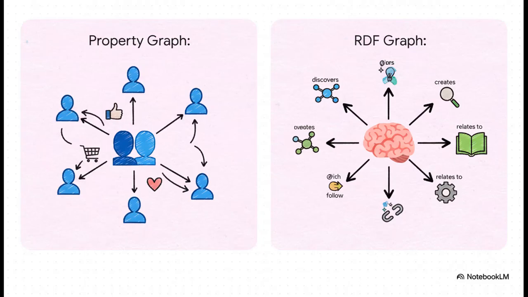Now, one of Neptune's most powerful features, and this is a big deal, is its versatility. It's not locked into just one way of thinking about graphs. It actually supports two of the most popular graph models out there. You've got the property graph model, which is perfect for things like social networks and that fraud detection stuff we talked about. And then you have RDF, which is amazing for building these giant, complex knowledge graphs, like mapping out scientific data. Having both in one service is rare, and it makes Neptune incredibly flexible.